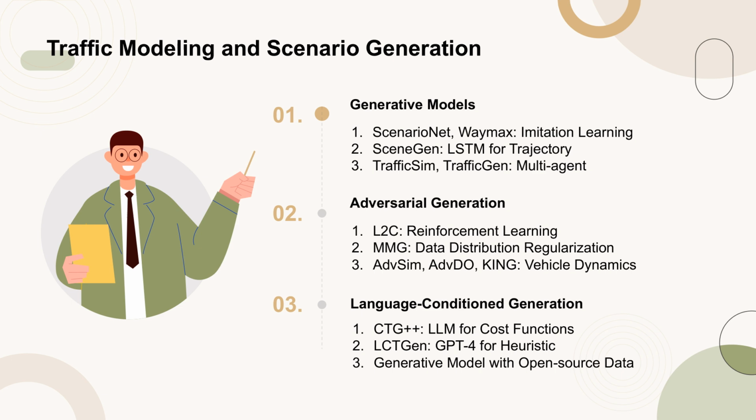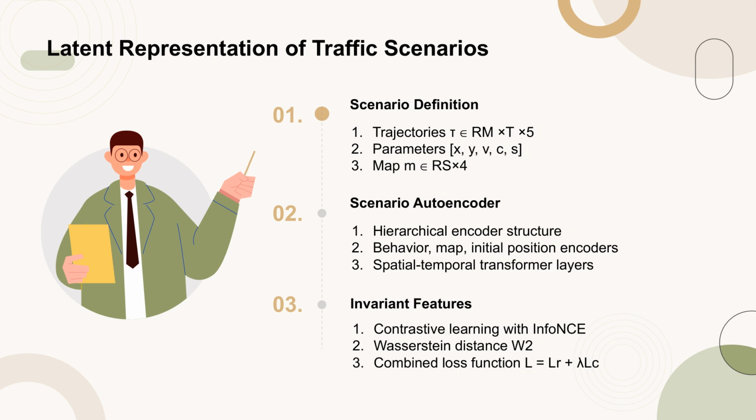The scenario is defined by trajectories tau, which include m agents over t time steps, each described by parameters such as position and velocity. The map is represented by lane segments with start and end positions. The scenario autoencoder uses a hierarchical structure with encoders for behavior, map, and initial position, employing spatial temporal transformer layers. To ensure the invariance of the behavior embedding, contrastive learning with InfoNCE and Wasserstein distance is applied, resulting in a combined loss function that includes both reconstruction and contrastive losses.